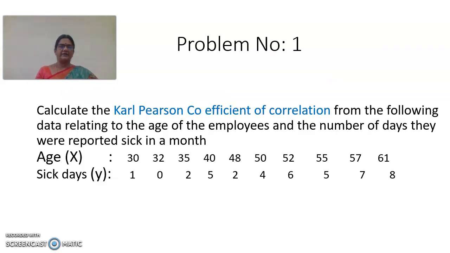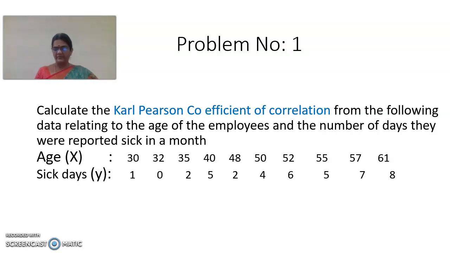Now let us see one example. Calculate the Karl Pearson coefficient of correlation from the following data relating to the age of an employee and the number of days they were reported sick in a month. The data, age and number of sick days that the employees reported, were given in the problem. So we have taken the age as X and sick days as Y.